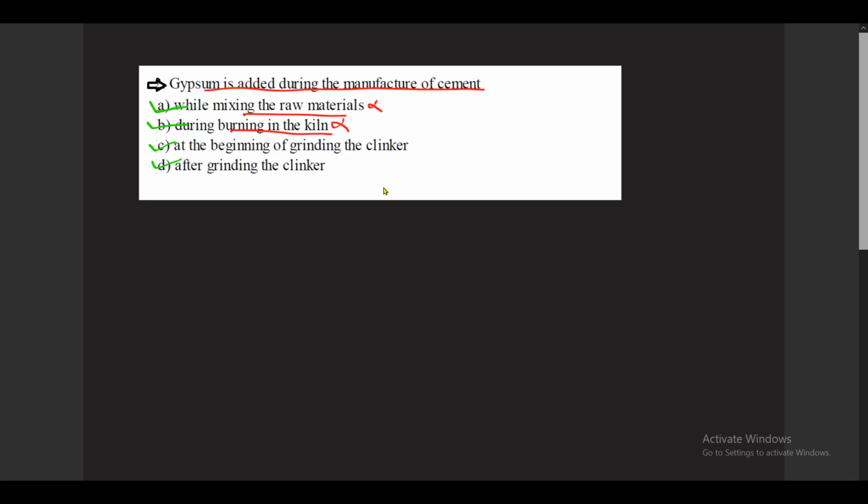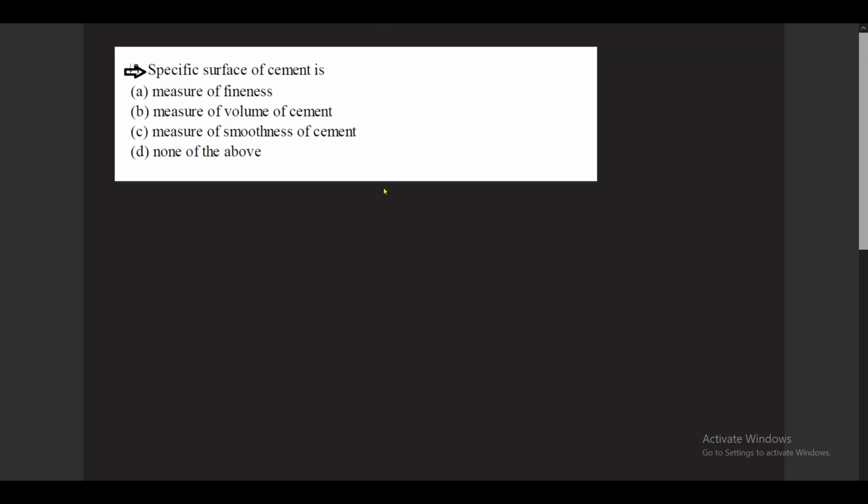At the beginning of grinding the clinker, yes, this is the correct option. When the clinkers are formed, these clinkers and the gypsum are combined and ground in that mill, the ball mill or the tube mill. So this is the correct option, the beginning of grinding the clinker, that is option C. Now, move to the next question.